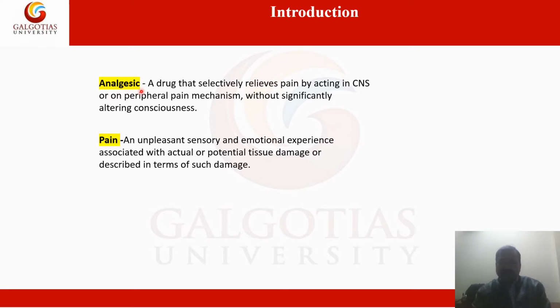Analgesics are drugs that relieve pain by acting on the CNS or peripheral pain mechanisms without significantly altering consciousness. Pain is an unpleasant sensory and emotional experience associated with actual or potential tissue damage, or described in terms of such damage.